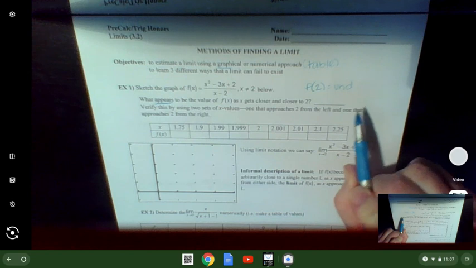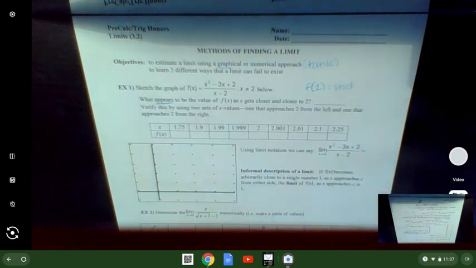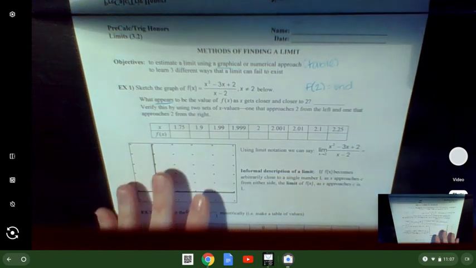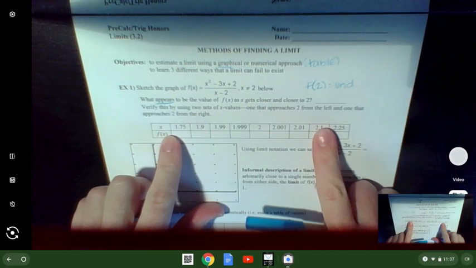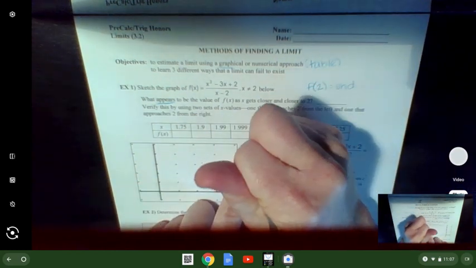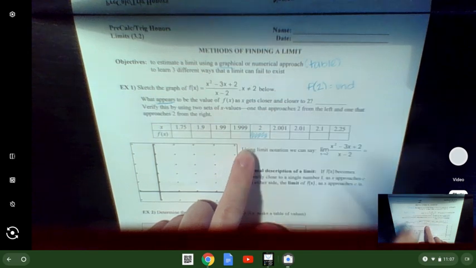If you blinked at 2, what would you expect to be happening at 2? Again, a limit's not necessarily what is happening. It could be what's exactly happening, but what would you expect to be happening at 2? So again, go ahead and put this function into our calculator, and we're going to fill in this table. You will notice that, and you know what? I'm actually going to cross out 2. I don't care what happens there.